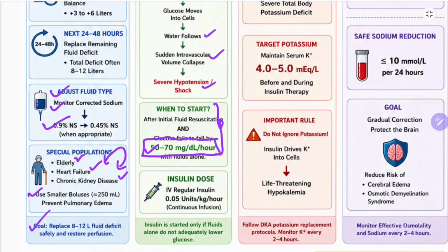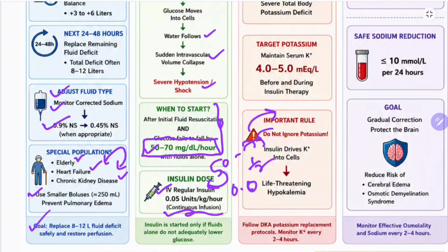What should be the insulin dose? It is very much less when compared to diabetic ketoacidosis. It is IV regular insulin, 0.05 units per kg per hour, continuous infusion. And what should be the target? Same target, 50 to 75 mg. If it is going more than the target, then halve the insulin dose. If it is going less than the target, then double the insulin dose.